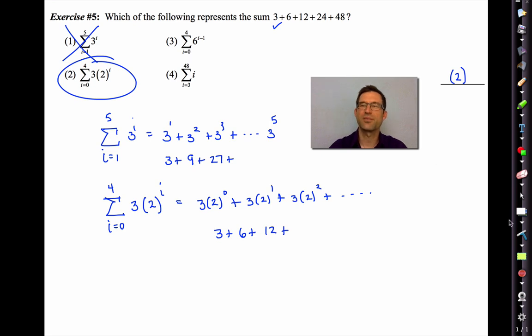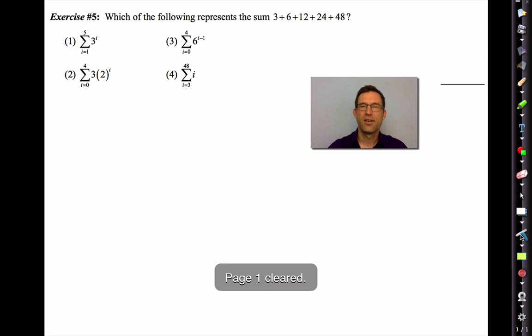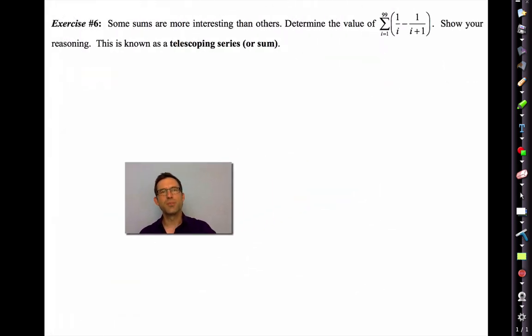All right, let me get rid of this. So some sums are more interesting than others. All right, this one asks us to determine the value of the sum of I equals 1 to 99 of that summation. Show your reasoning. This is known as a telescoping series or sum. So pause the video now. Somehow you can figure out the value of this even though you're adding up 99 terms. So play around with it. See what you get. Look for patterns.